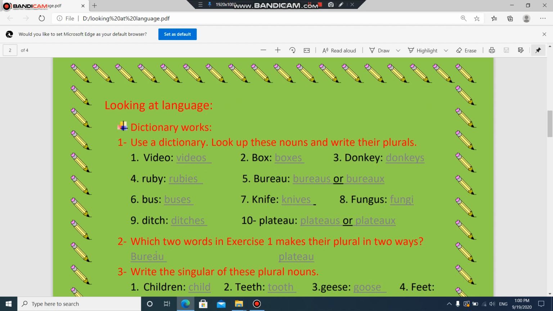It tells you which 2 words in exercise 1 make their plural in 2 ways. Okay, we have plateau. Okay guys, you can add s or x to change plateau from singular into plural. And we have bureau. This is bureau. Okay, you can add s or x to change it from singular into plural.